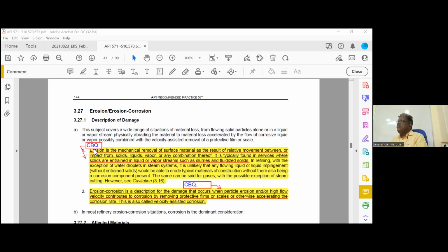Now, how to avoid erosion? In piping, to avoid erosion you can increase the diameter, use long radius elbows, or increase the surface hardness. If the surface is hard, it will not erode. A simple example is, in our villages, wherever we see a pump set where the water is falling, they will put a stone there, because it would erode the soil.